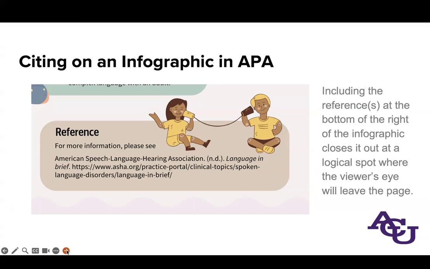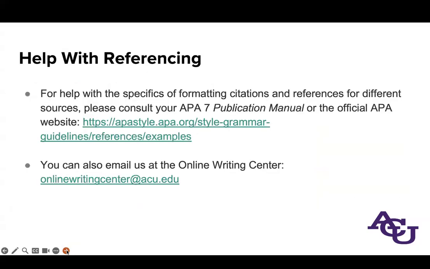Since we're being friendly and engaging to an audience, under the reference heading, I wrote, "For more information, please see," so that they understand that the reference isn't just, hey, this is where I got my information. It's where you can go look for more information. And if you include the reference at the bottom right, it closes the infographic out at a logical spot where the viewer's eye will leave the page.